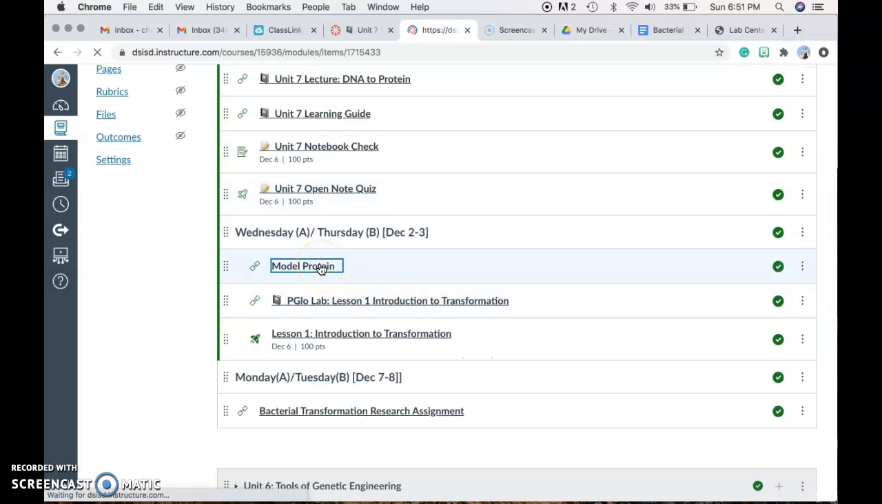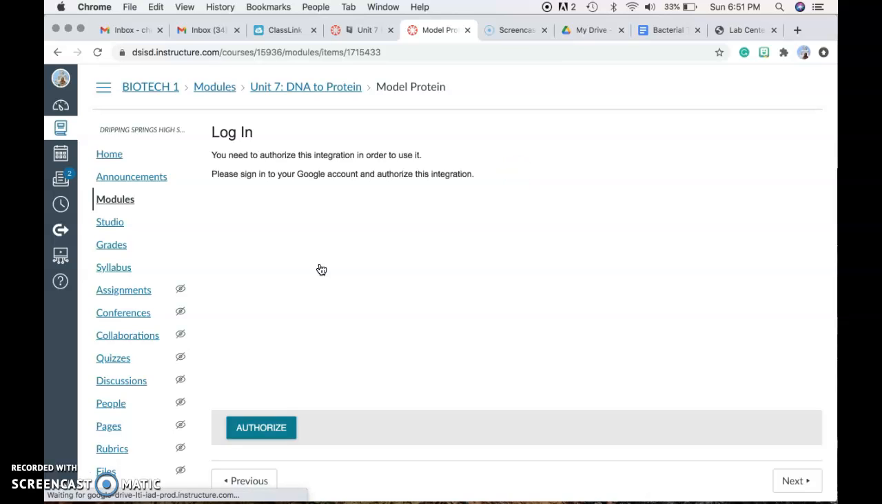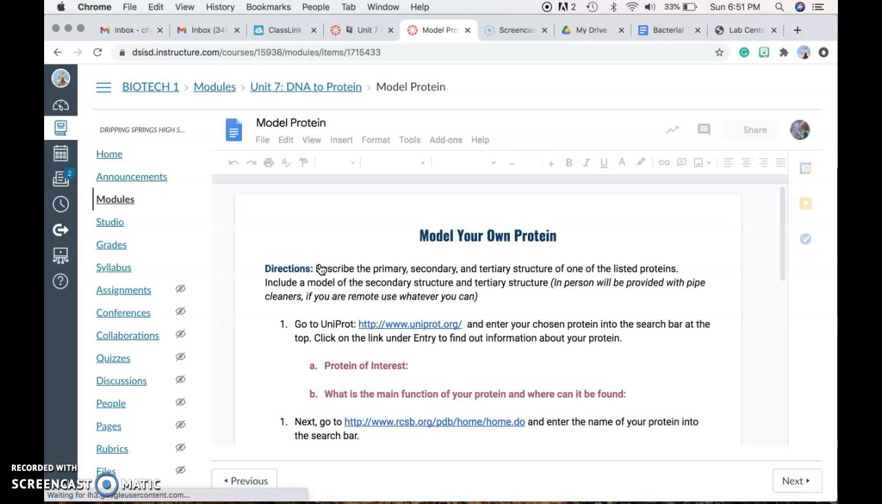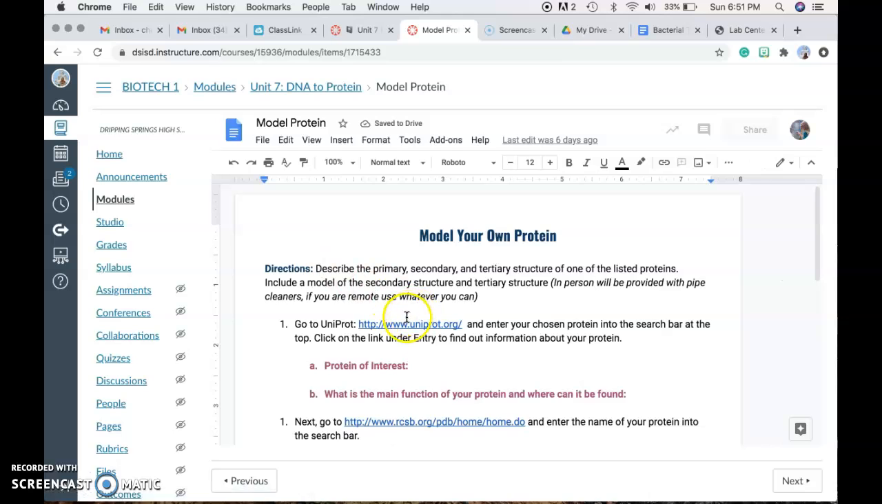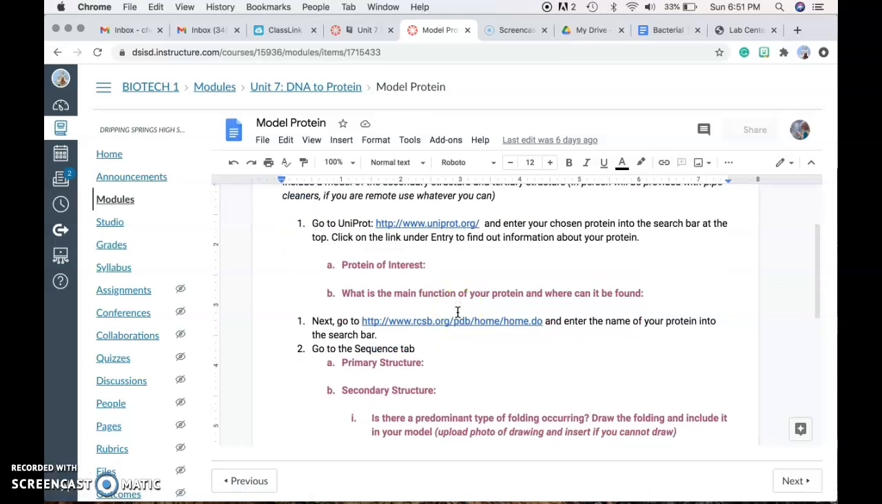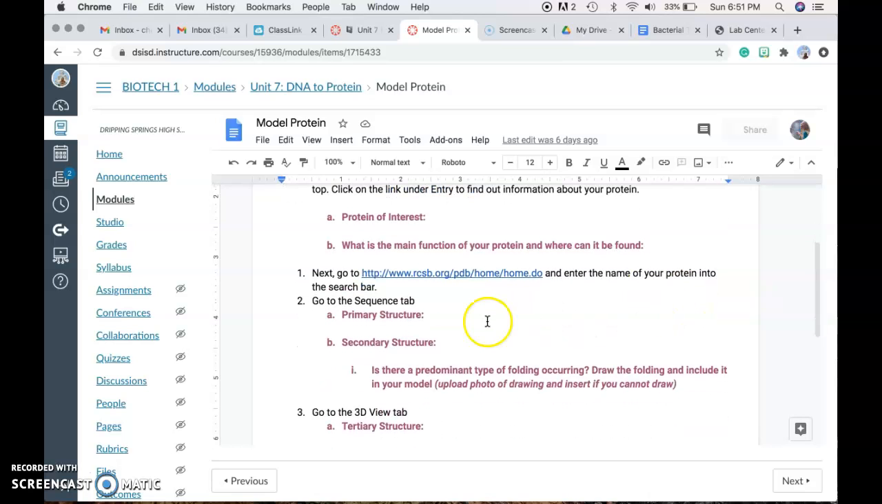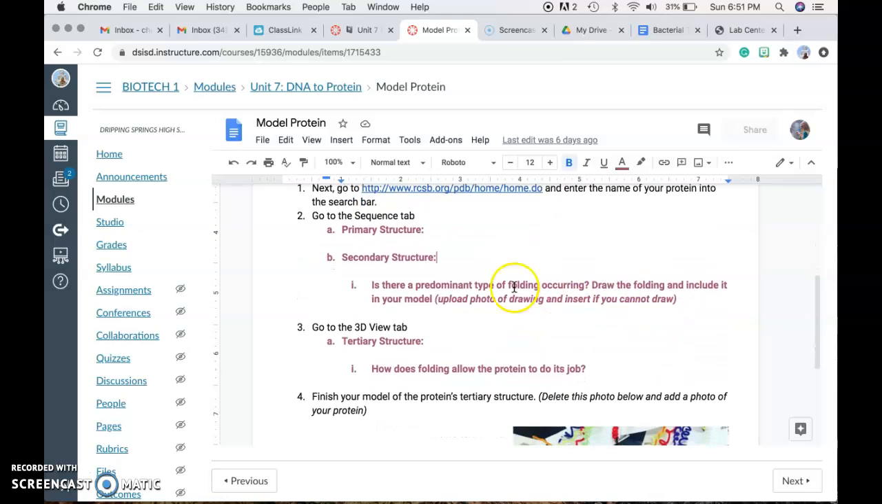This model protein, I got some emails saying that some people were confused. Basically, what you're going to do is go to this website and pick a random protein. Tell me what the function of that protein is and where it can be found. And then you're going to go next to this website, enter the name of that protein, and then tell me what its primary structure is, its secondary structure, and then is there a specific type of folding? It'll tell you on this website what type of folding that protein has.